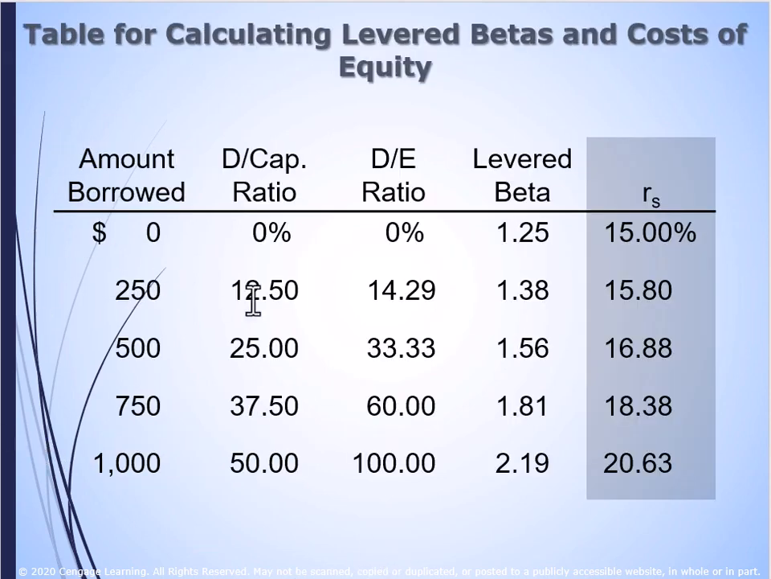So we can do this calculation then for each of these five possible capital structures. Here's the debt to capital ratio, the debt to equity ratio. We've calculated that before. Now we're looking at levered beta. As we borrow more and more money, the beta of the company increases because we're looking at the levered beta. Since beta is increasing, we also see increases in the cost of equity.